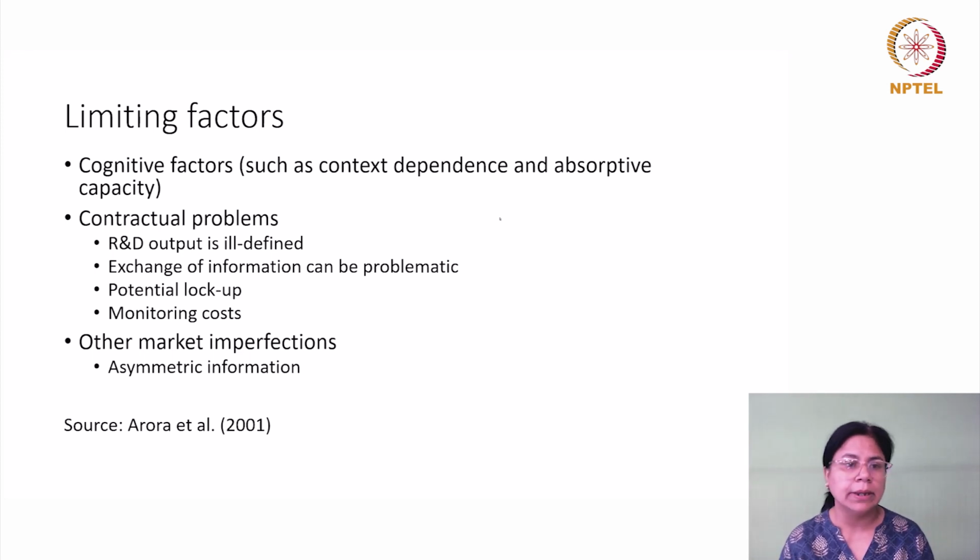Most importantly, there are cognitive factors, particularly context dependence and absorptive capacity, which can play a very significant role in terms of the acceptability, adaptation, and adoption of the technology from the buyer's point of view. So when we look at the buyer's perspective, we will understand what could be the constraining factors, particularly with respect to absorptive capacity.